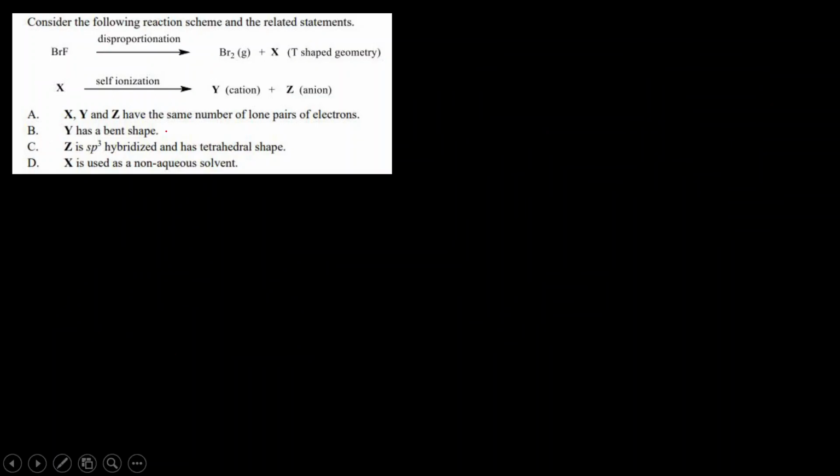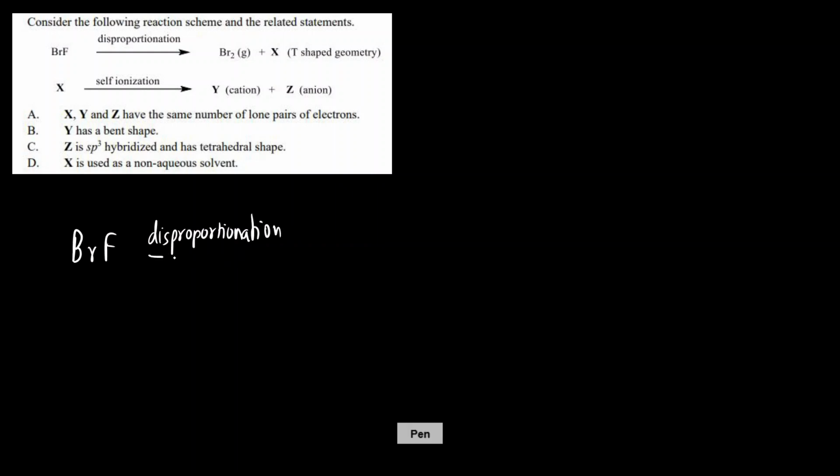Now this question: consider the following reaction scheme and the related statements. For this we must know the products of this reaction, or else you cannot solve this. They've given some hints. BrF is undergoing disproportionation. What is the meaning of disproportionation? The same element undergoing oxidation as well as reduction. Br will undergo both oxidation and reduction. So this is Br2 plus BrF3.